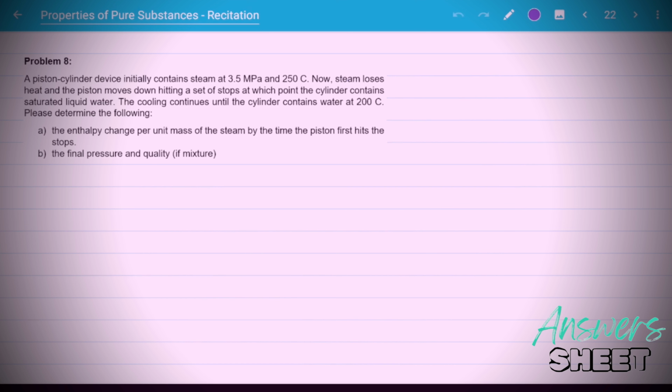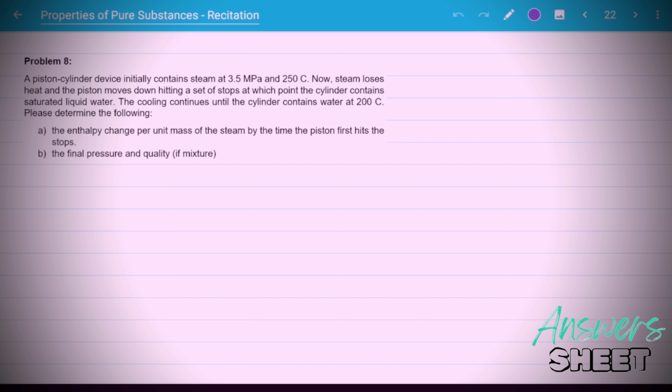A piston cylinder device initially contains steam at 3.5 megapascals and 250 degrees Celsius. Now the steam loses heat and the piston moves down, hitting a set of stops, at which point the cylinder contains saturated liquid water. The cooling continues until the cylinder contains water at 200 degrees.